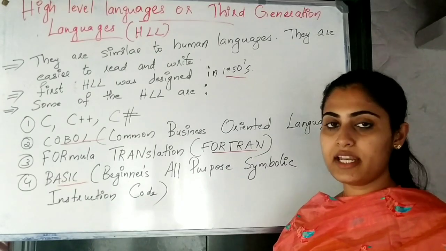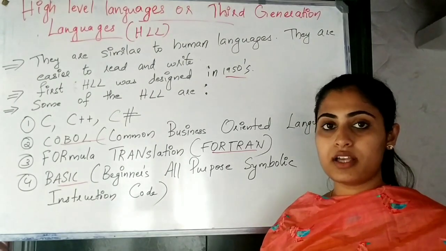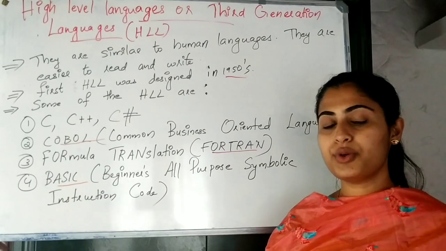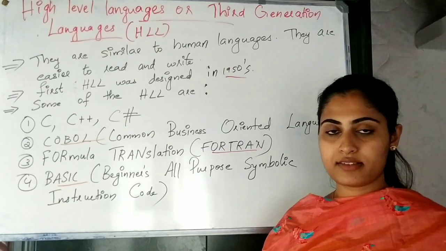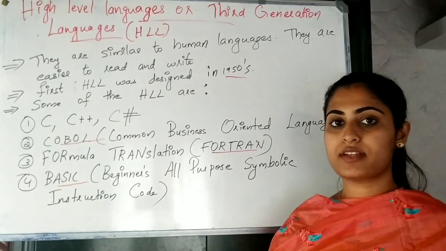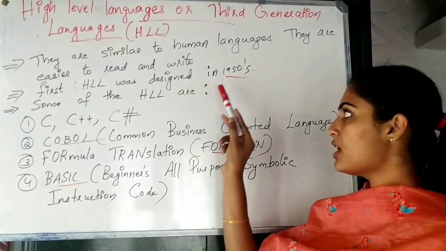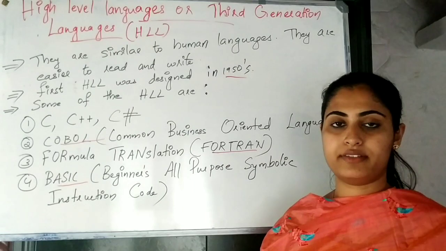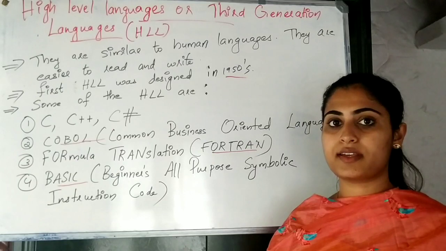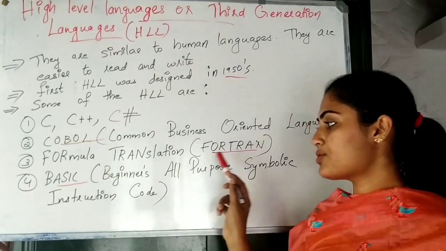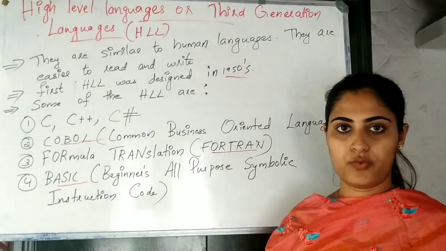So once again, high level languages, also known as third generation languages, are similar to human languages, and since they used human language, it was easier for reading and writing. The first high level language was designed in the 1950s. Some of the high level languages are C, C++, C Sharp, COBOL, Fortran, Basic. And also you should study these full forms.